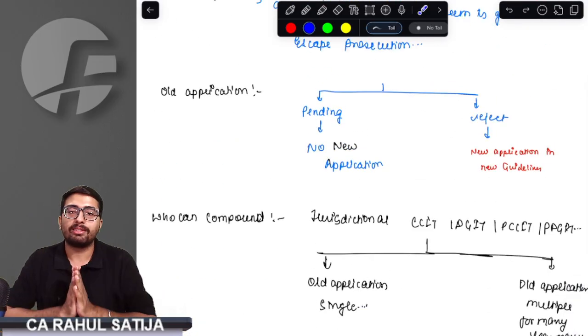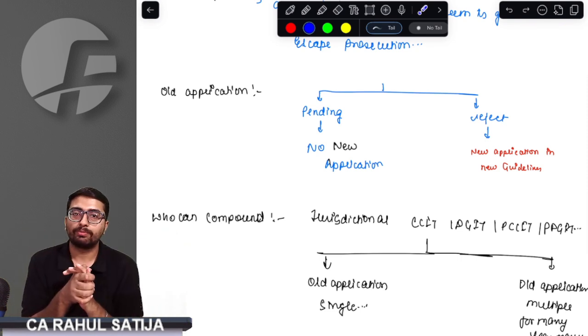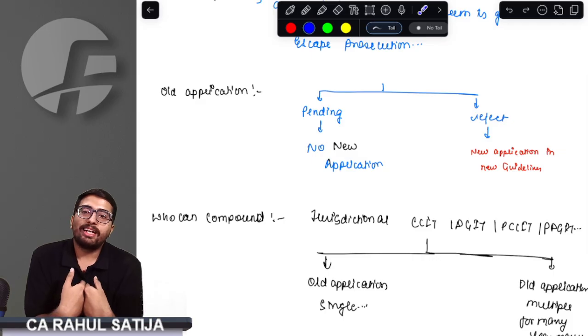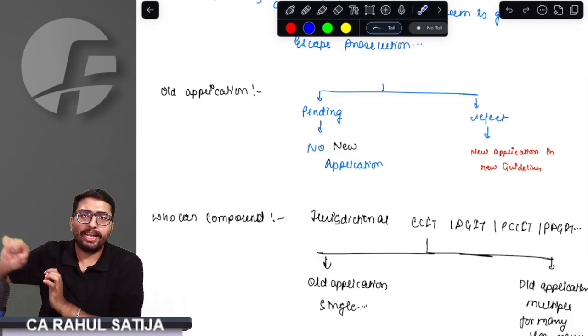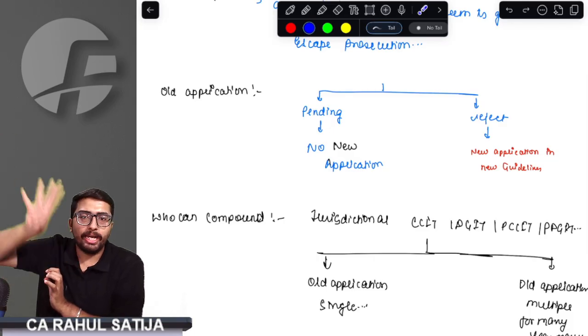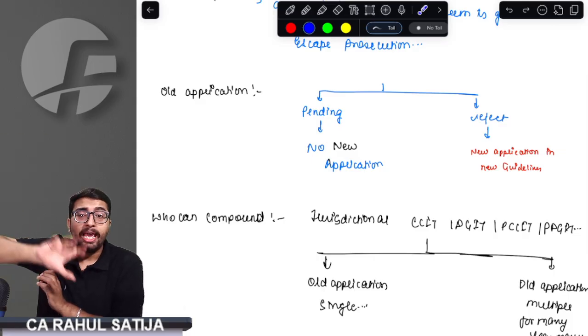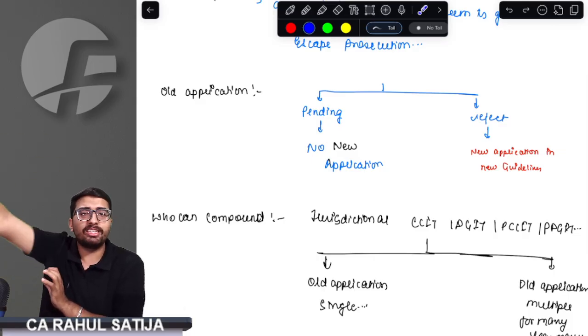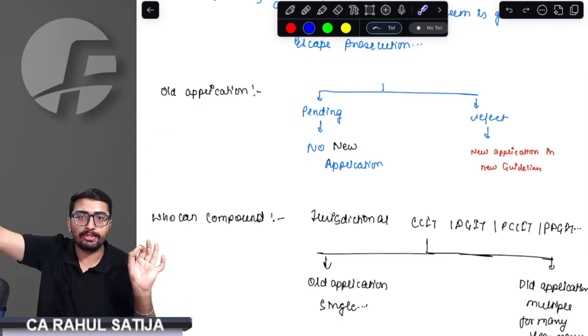Sometimes what happens is, sir, these new guidelines came on 17/10/2024. It might be possible that we have already filed an application for compounding under old provisions. Yes, sir. If under old provisions we have received a compounding, no issue whatsoever. That compounding shall still continue under new guidelines.